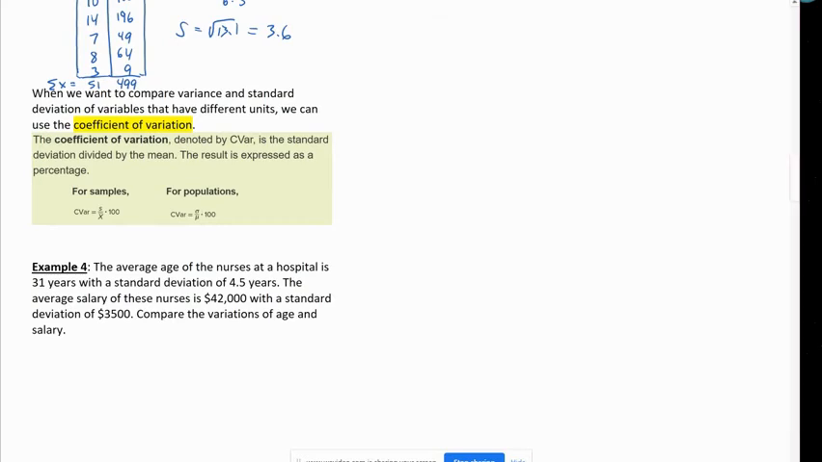So for example, in number 4 here, the average age of nurses is 31 years with a standard deviation of 4.5. Then we're comparing that to their salary.